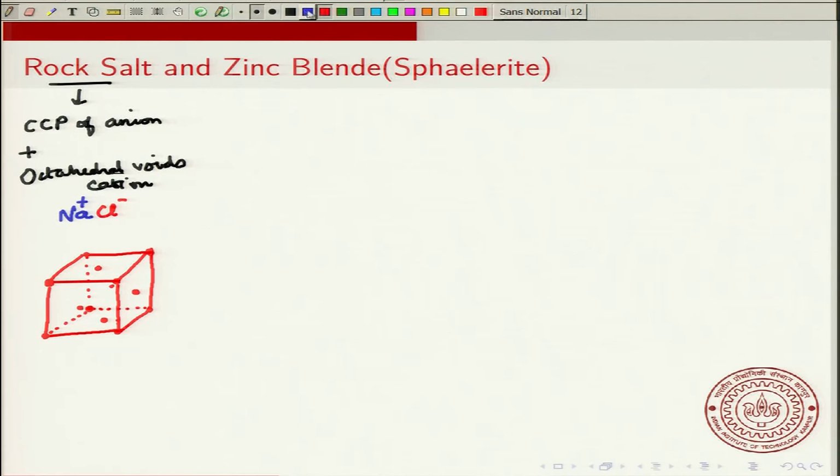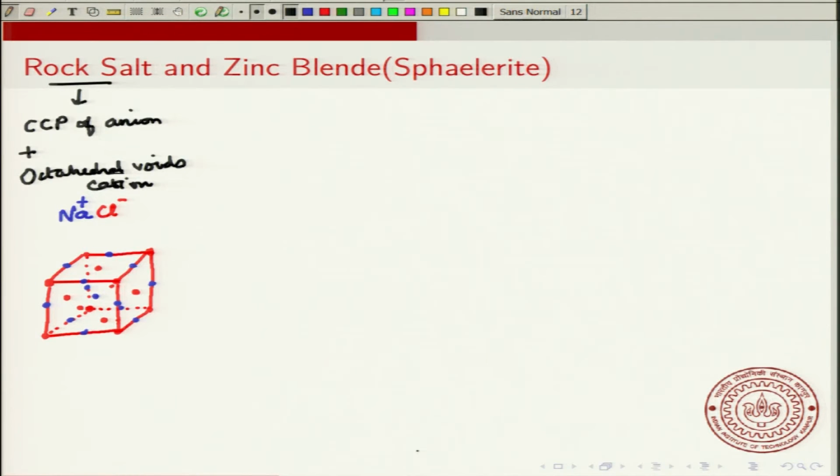And sodium ions will occupy all the octahedral voids. So there's one octahedral void right in the middle of the cell. That's an octahedral void, and then there are octahedral voids at each of these edge centers. So these will be occupied by sodium ions. Okay, so this is the rock salt structure. And it's a very common structure. It's one of the first and the simplest binary structures that you will encounter.